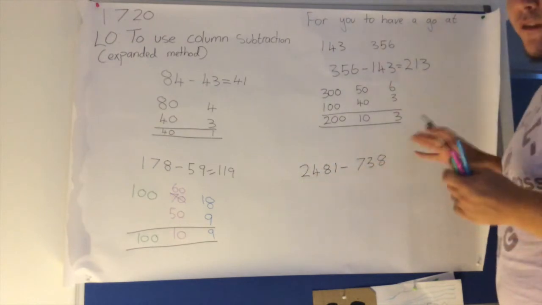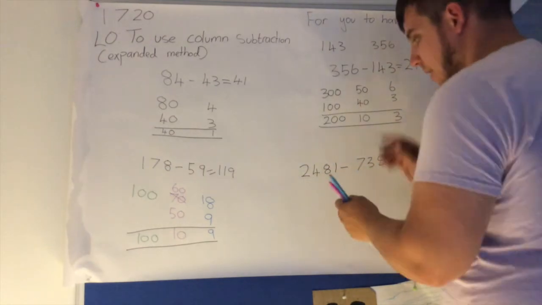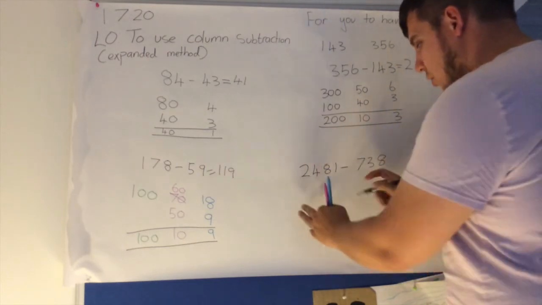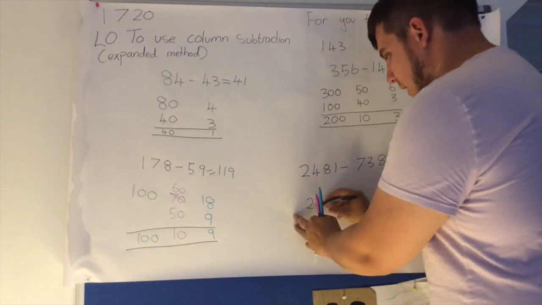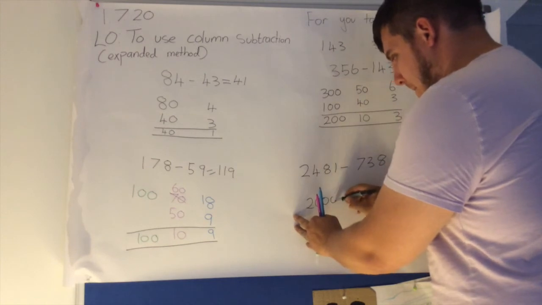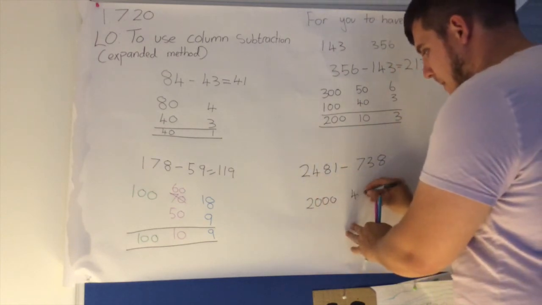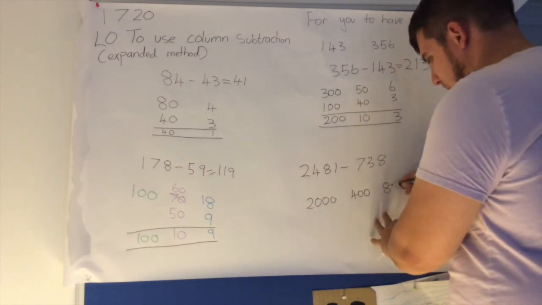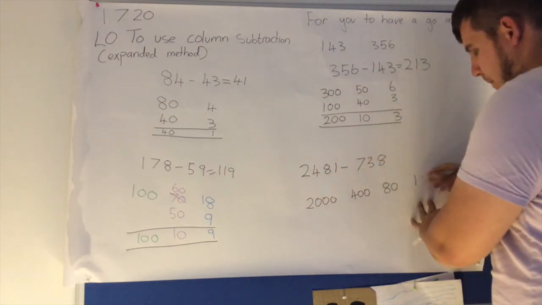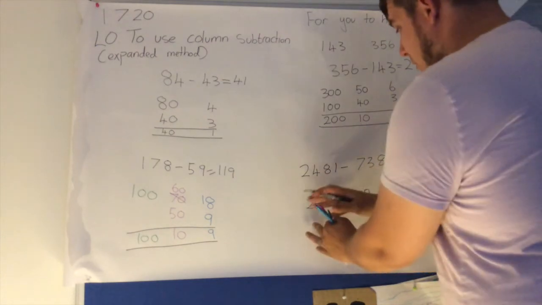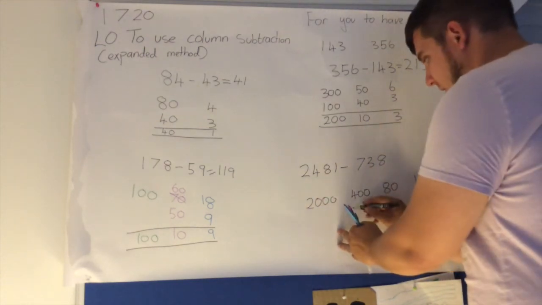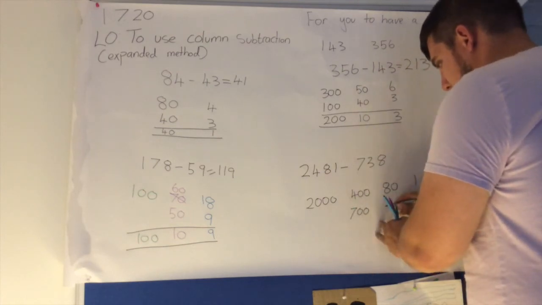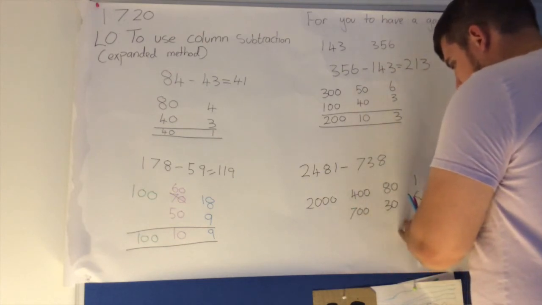So even though I'm using a 4-digit on this one, it's exactly the same method in the expanded method. I'm breaking those down. It's good practice, good partitioning, good to refresh you on that. So that's 2,000. That's 400. That's 80. And that's 1. And then underneath, I've got no thousand, so I'll leave that blank. And then I've got 700, 30, and 8.